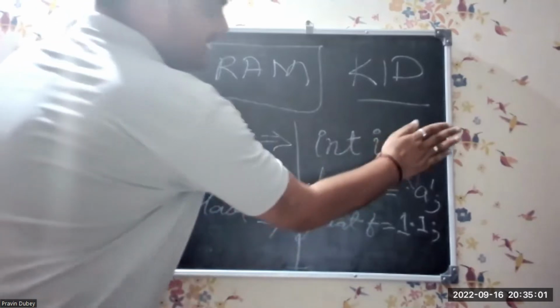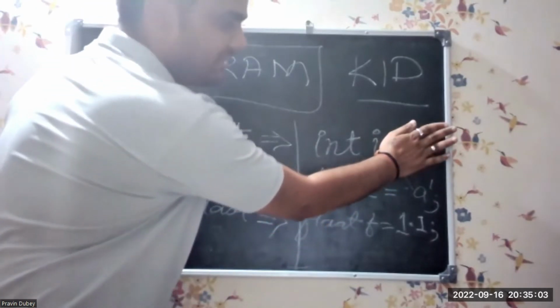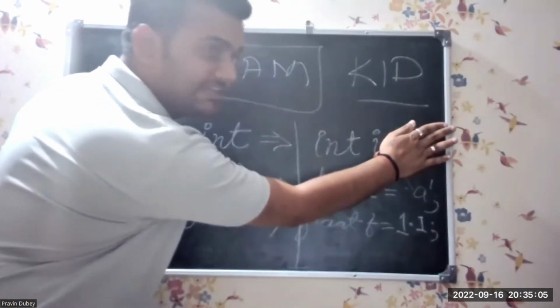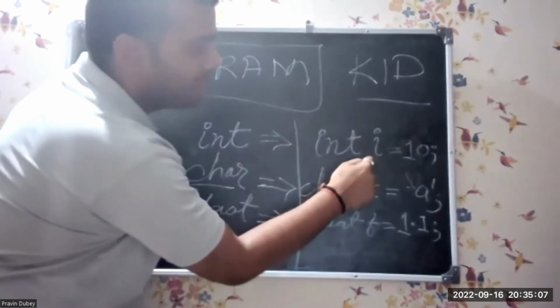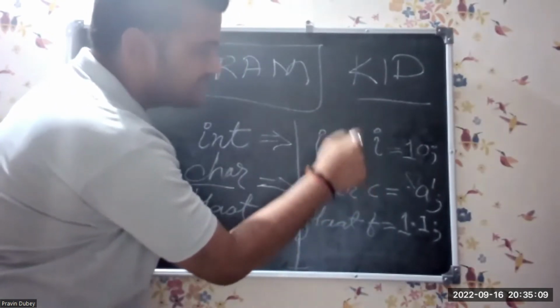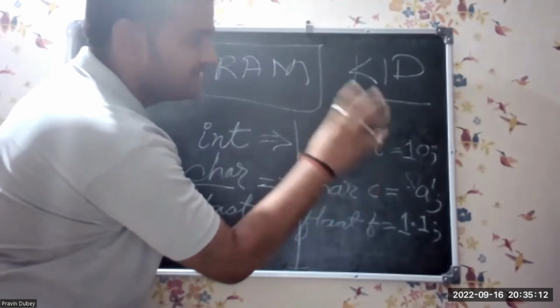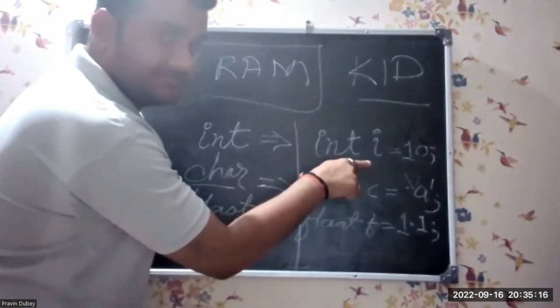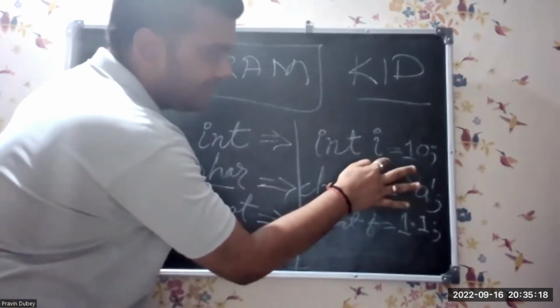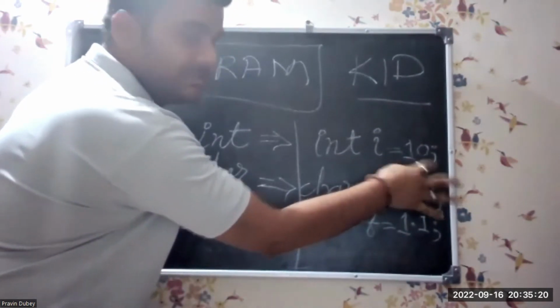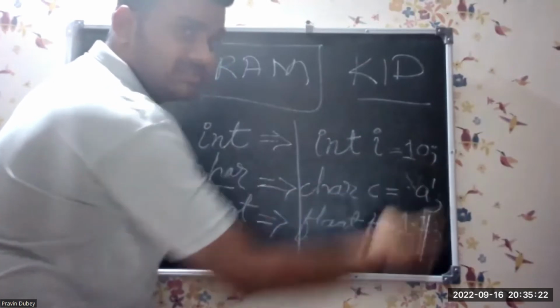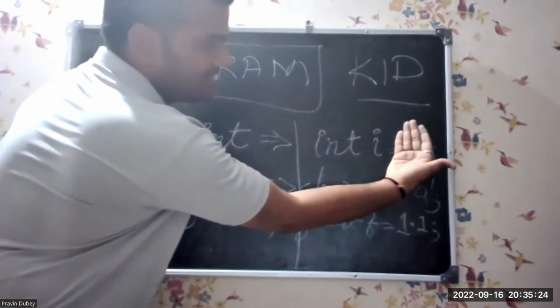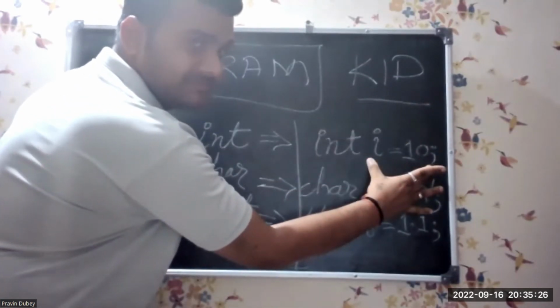So till this point, this is called as declaration. I'm just declaring to my compiler that please create a variable space, empty, of this size. But when I say equals to value, this is initialization as well. This is declaration and this is initialization.